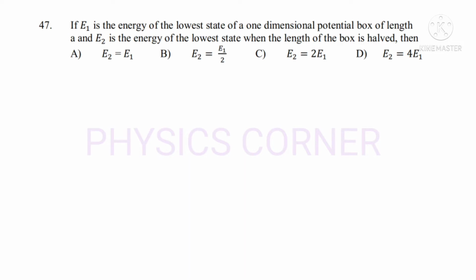Okay, let's start. The first question: if E1 is the energy of the lowest state of a one-dimensional potential box of length A, and E2 is the energy of the lowest state when the length of the box is halved, then E2 is equal to E1, E1 by 2, 2E1, or 4E1.